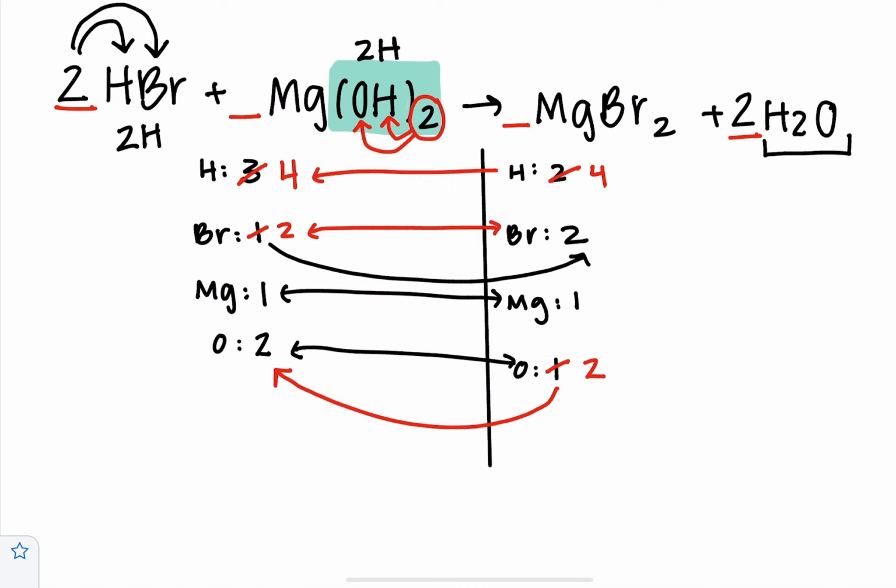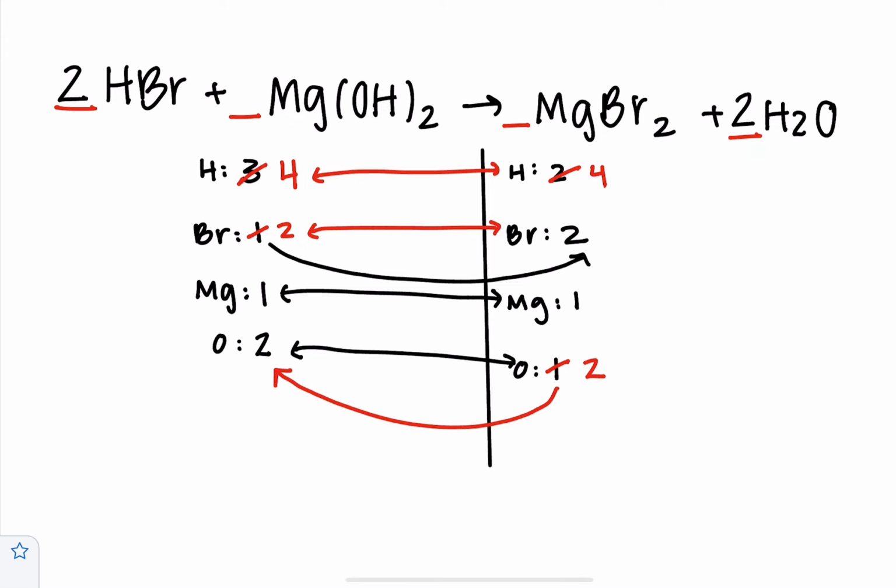So I'm going to erase all of these random arrows just so everything's a little clearer. If we look now, everything is balanced. There are 4 H's on the left, 4 on the right. We have 2 Brs on the left, 2 on the right, 1 Mg on the left, 1 Mg on the right, and 2 O's on the left and 2 O's on the right. So everything is balanced, everybody's happy, and this chemical equation is satisfied.